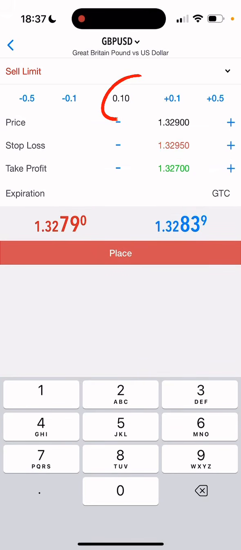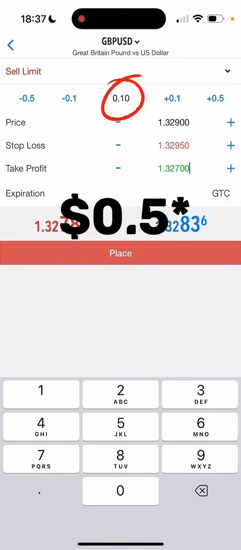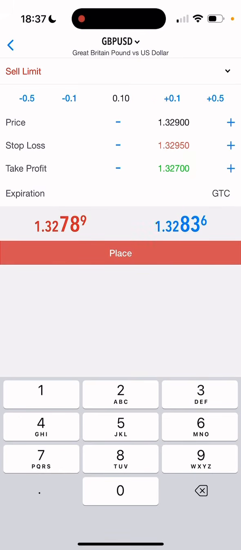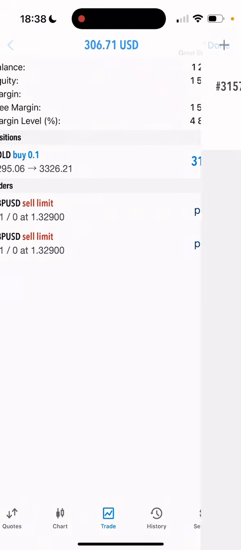Any other thing to change, we'll check our volume. Remember, we already checked how much we're risking earlier, right? So we know it's risking $5. If we reduce it to 0.01, we'll be risking 0.05. Anyways, you get the point. So place, and now the order is placed.